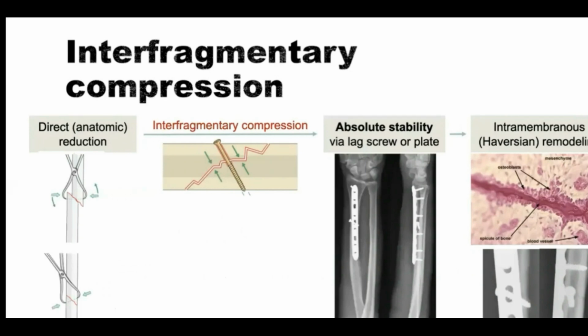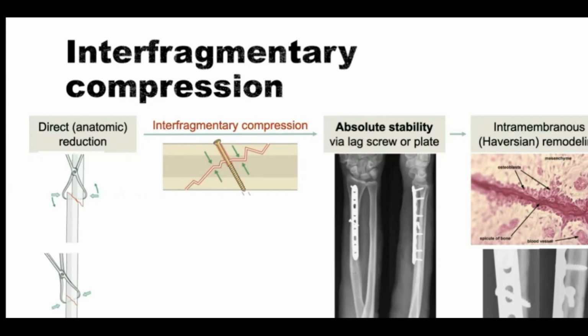So the next type of construct I want to talk about is interfragmentary compression. This is a little bit more complicated, but it's so important because interfragmentary compression is really the best way to provide absolute stability to a fracture site. You start, on the left side of the page, with direct or anatomic reduction. Again, you can see our clamp is clamping the simple oblique fracture together. And then by getting interfragmentary compression, you can get absolute stability of the fracture site via either a screw construct or a plate itself.